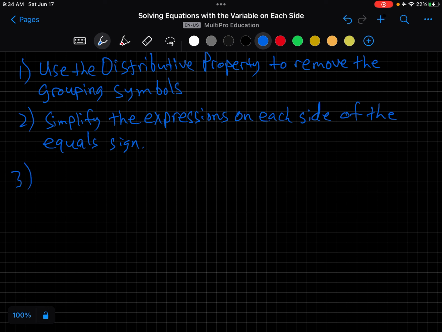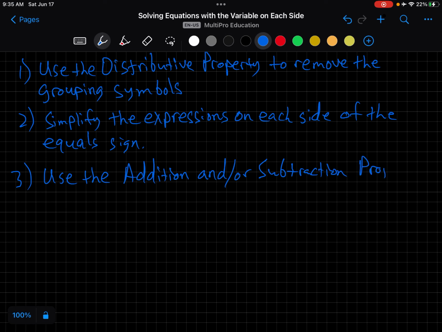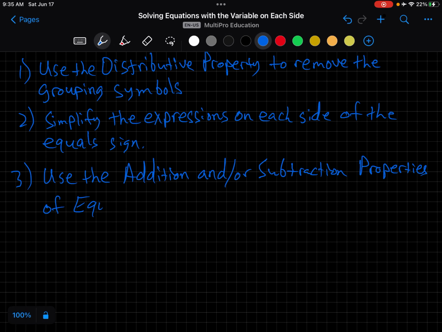Step 3. Use the addition and or subtraction, depending on the problem, properties of equality to get the variables on one side of the equal sign.